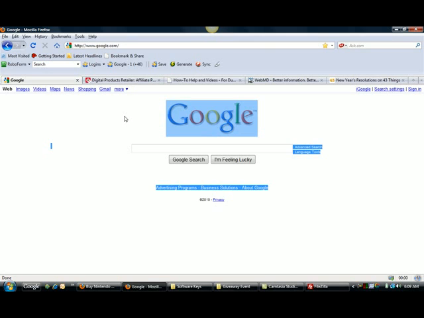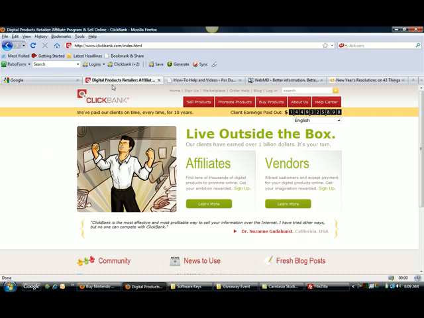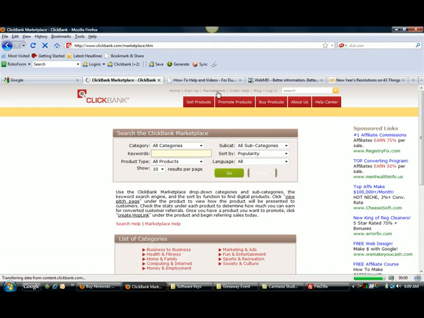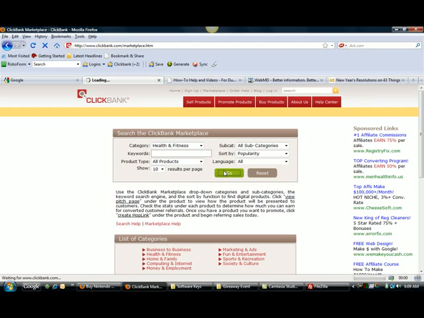So what I want you to do is go on over to clickbank.com. Just go on over here to clickbank.com. And what you want to do here is go to where it says Marketplace up here at the top. Then over here, you're going to notice it asks for a category. So for example, let's just choose the health and fitness category. I'm just going to choose Go.